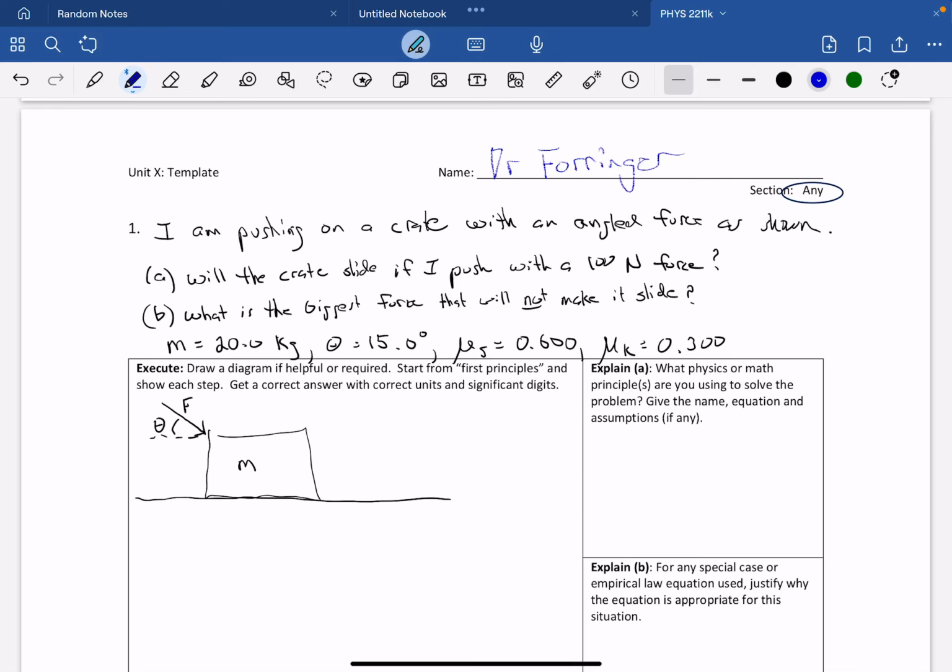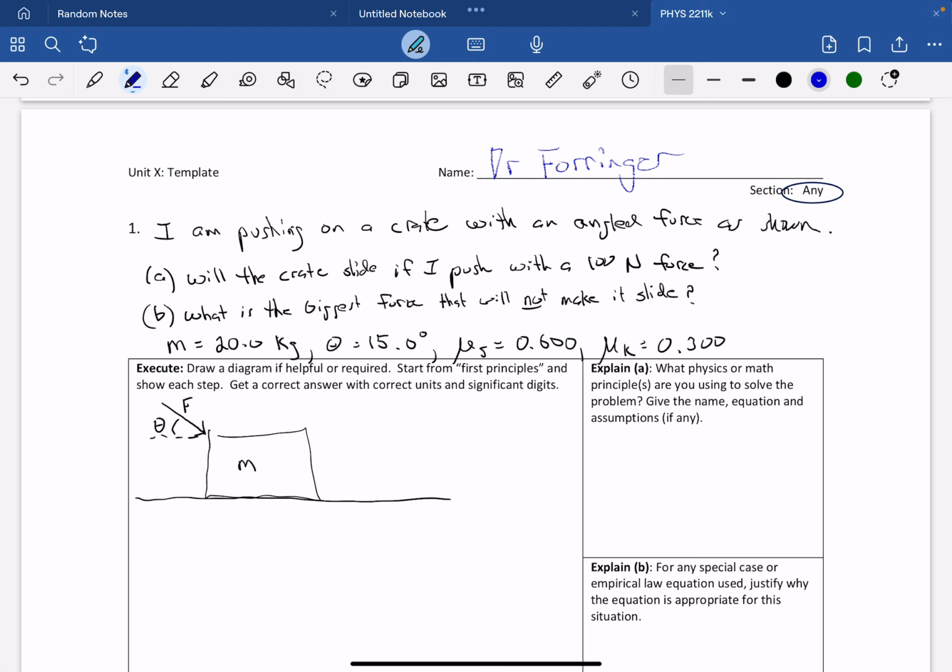All right, here we're looking at a problem that involves friction. This problem says I'm pushing a crate with an angled force as shown, and the picture shows that I'm pushing down and to the right on the crate. Will the crate slide if I push with a 100 Newton force? And what is the biggest force that will not make it slide?